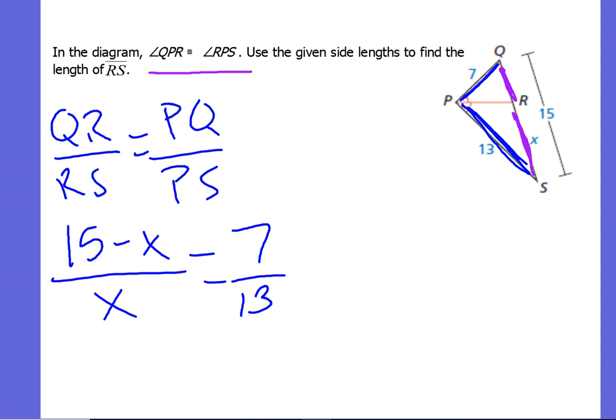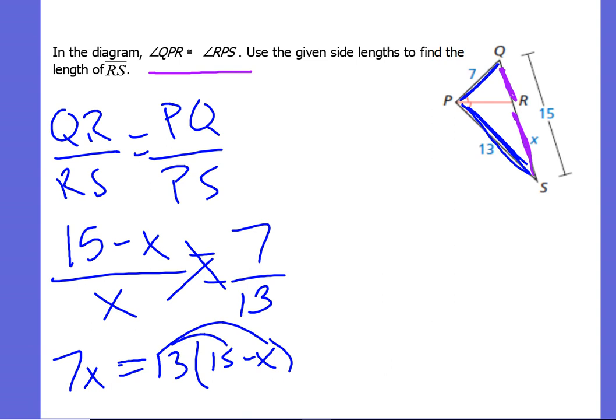So now we just put ourselves into a situation where, yes, we have two variables, but it's not going to be an issue for us. Let's see why. Let's cross multiply. We get 7x equals 13 times 15 minus x. We have the distributive property to put into play. So 13 times 15 is 195. We get 7x equals 195 minus 13x.